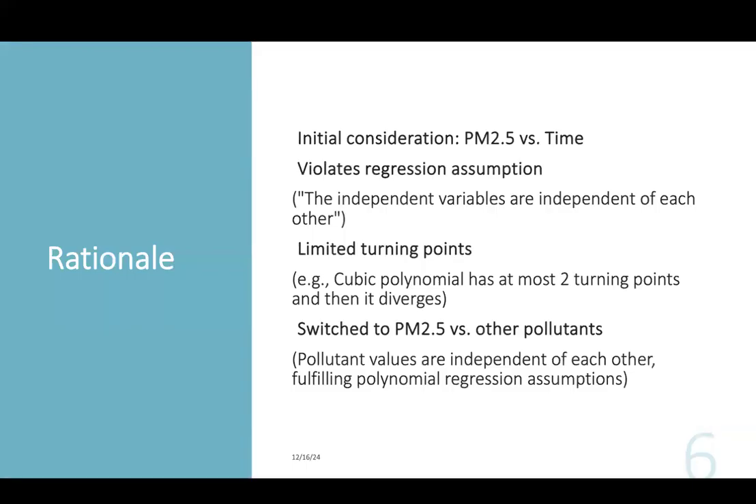Our initial consideration was to compare PM 2.5 levels across time, but this violates the core principle of regression, that the independent variables are independent of each other. Also, for example, a cubic polynomial has at most two turning points and then it diverges, so there are limited turning points. So we decided to switch to PM 2.5 versus other pollutants. This included all the pollutants, and we compared them in different regression algorithms.